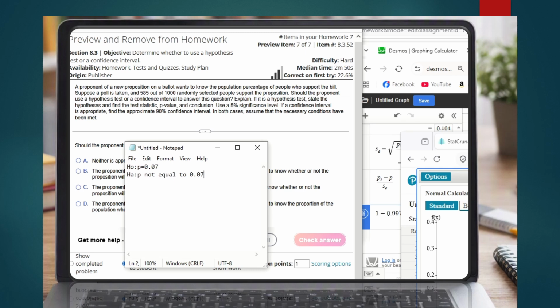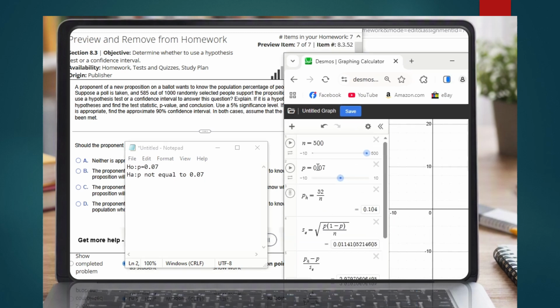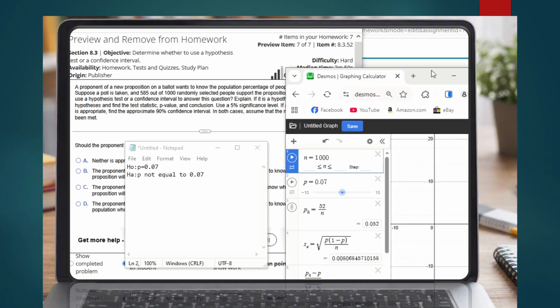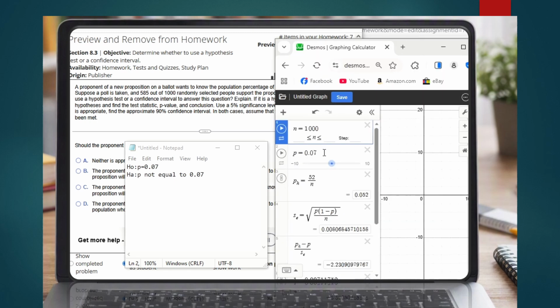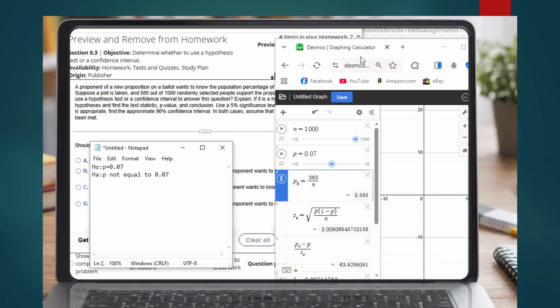And let's go ahead and grab our Desmos and update what our n is. Our sample size is 1,000. And so far as p hat goes, we had 585 successes, as we can see right there. All right.